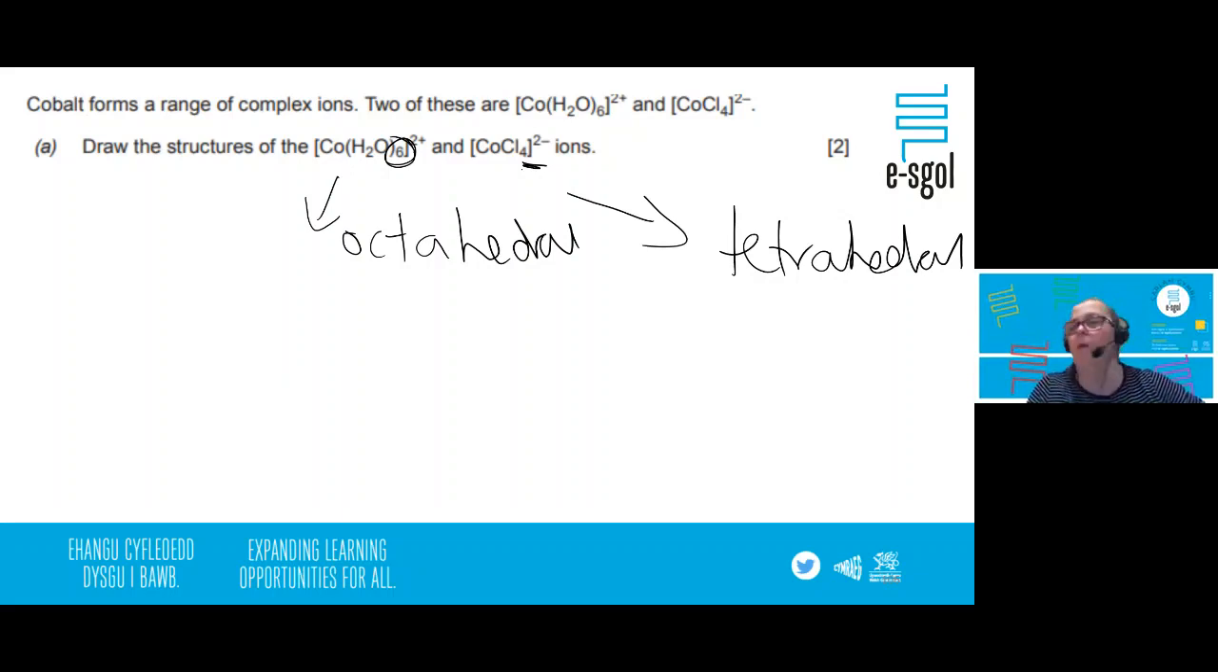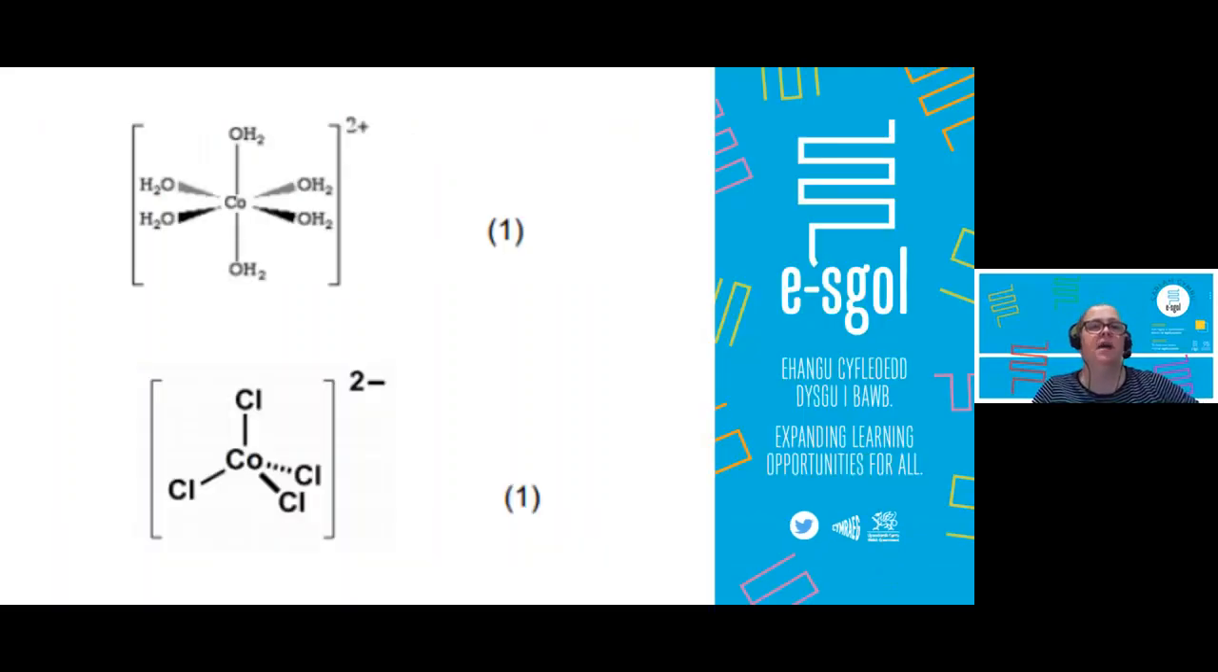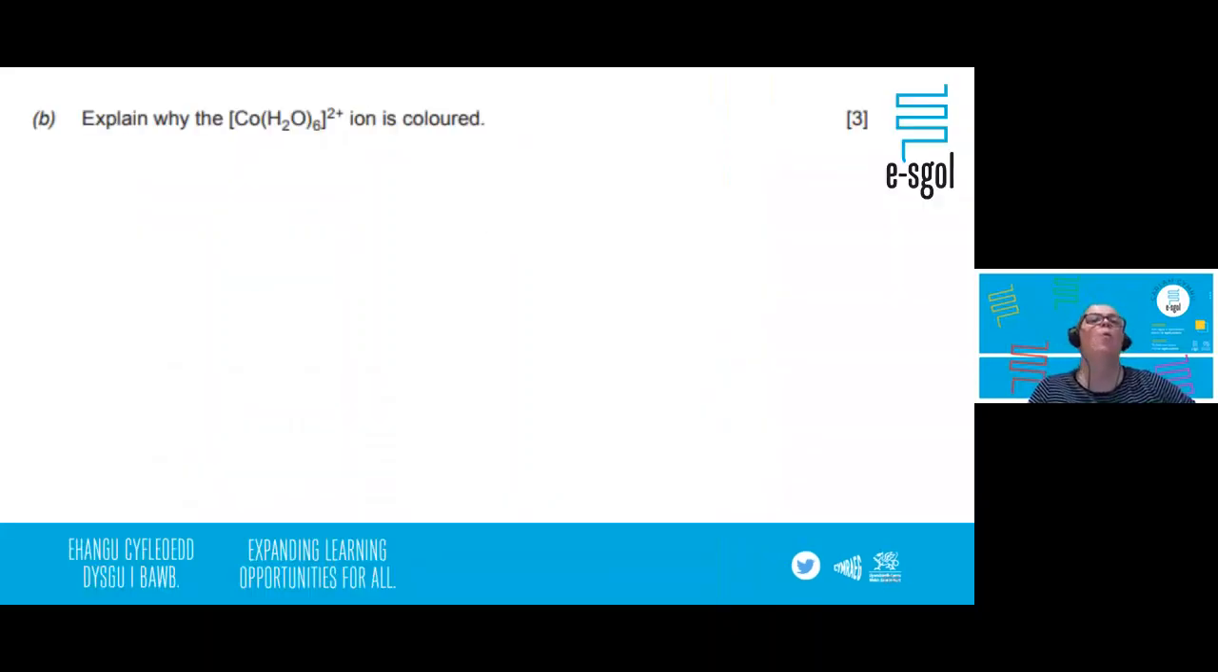Okay, so that's a simple 2-mark question. But as I said, you grab all these small marks and you run with them, because every mark makes a difference. Okay, so you can see there the octahedral shape, and you can see there the tetrahedral one. Okay, why is it coloured? Well, as I said, it's to do with the D block.